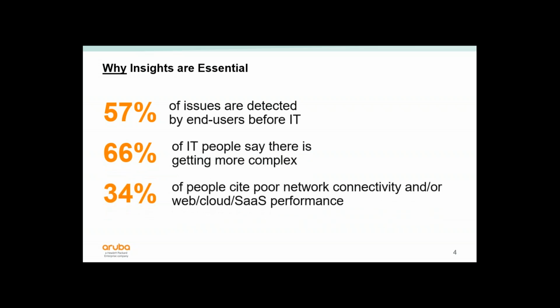And then 34% cite poor network connectivity, web, cloud, SaaS performance. Now, us as IT people, what do we always do? First thing we do, we walk in somewhere, we want Wi-Fi. Do we always believe that one of our end users is saying it's a poor network connectivity?